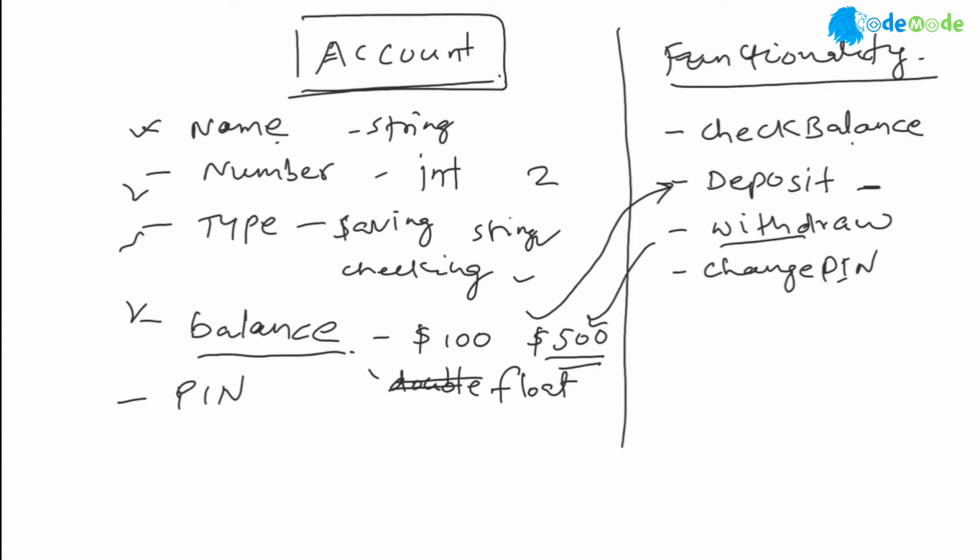If you deposit money, I put it here, check balance, right? If you deposit money, it will become from $500, and if you deposit $10 more, it will become $510. So as you can see, each of these functionalities actually works on the data or the characteristics of that particular account. So this is how you start thinking in terms of account.